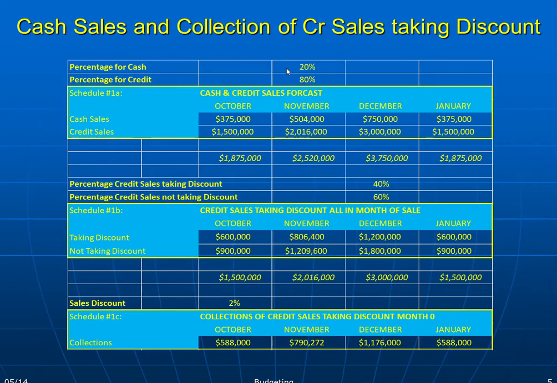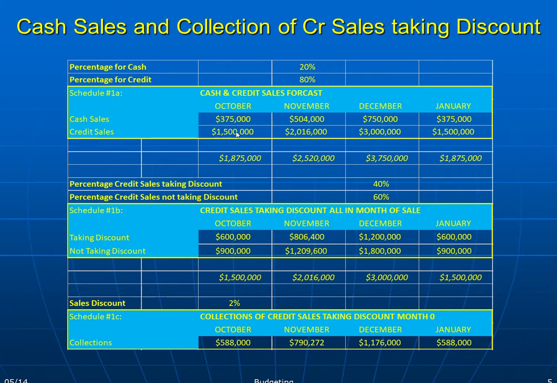Okay, so our first split on our tree diagram that we just had a moment ago is going to be our percentage of cash sales and our percentage of credit sales. Well, in this particular illustration, we expect of any given sale 20% to be cash, 80% to be credit. So from our sales forecast, we had budgeted $1,875,000 of total sales, of which we now estimate $375,000 to be cash sales and $1.5 million to be credit sales. Likewise, we would do the same thing for November, December, and January.